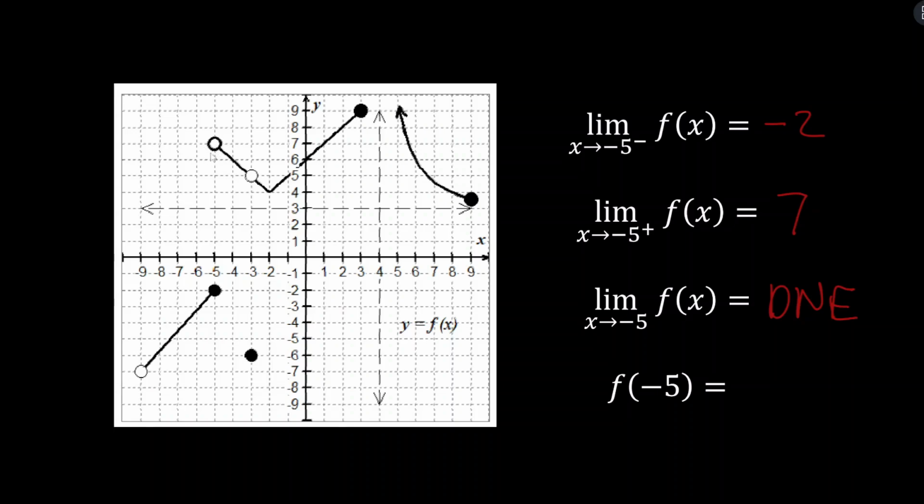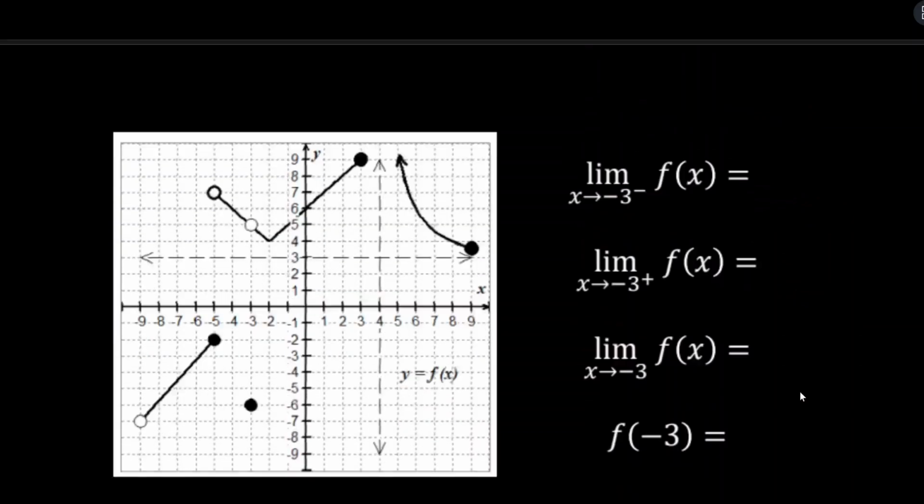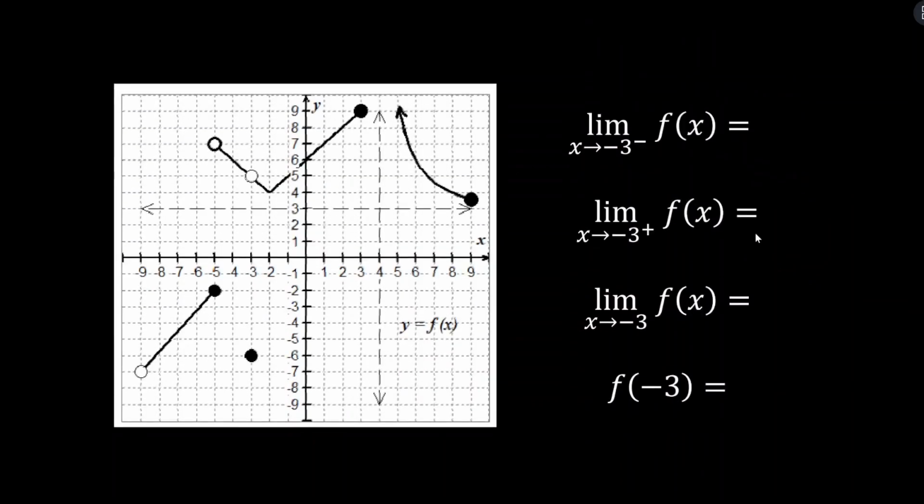The function is not defined up here at -5, but it is defined down here at -5. So this y value is -2. All right, let's look at the same function. This time we're approaching a different number, and that's -3. From the left, from the right, two-sided, and then we're finding the y value at -3.